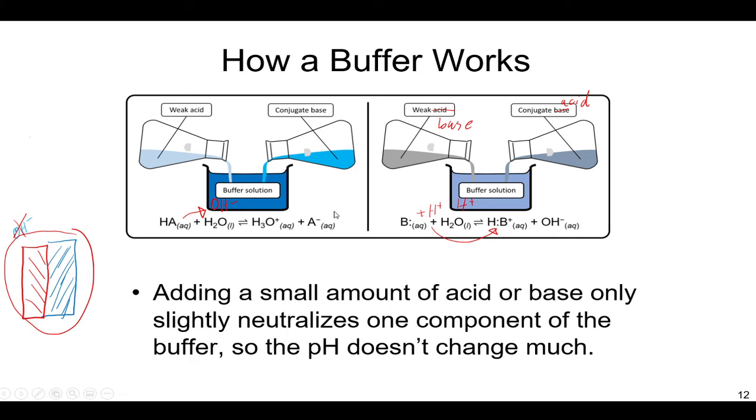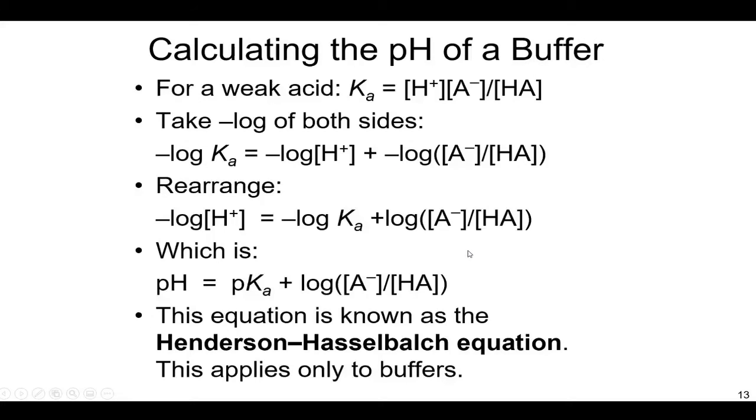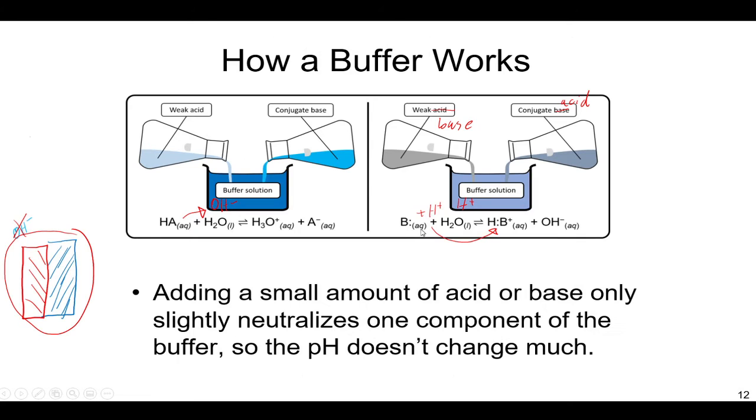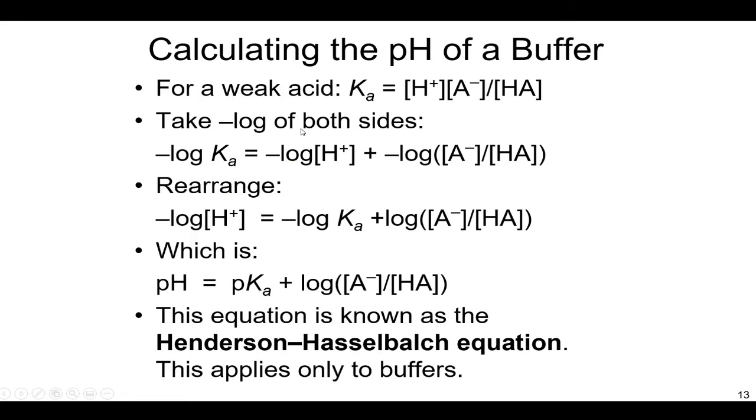So that's how a buffer works. The point is to maintain the pH throughout whatever chemical reaction you're trying to study. And so adding a small amount of acid or base only slightly neutralizes one component of the buffer. And so the pH overall doesn't change very much. Now, we have calculations for calculating the pH of a buffer because, look, you're adding acid and base together, but it depends on the strength of these two to determine the overall pH of this. Just because they're equal amounts doesn't mean they completely neutralize and make a pH of 7. So we have equations for calculating the pH of a buffer.